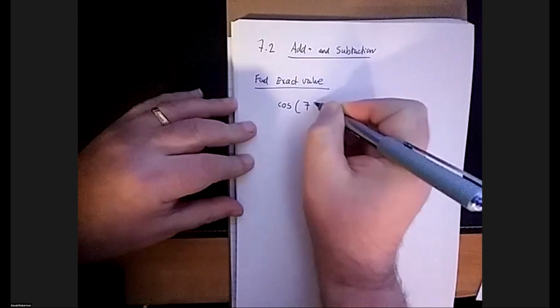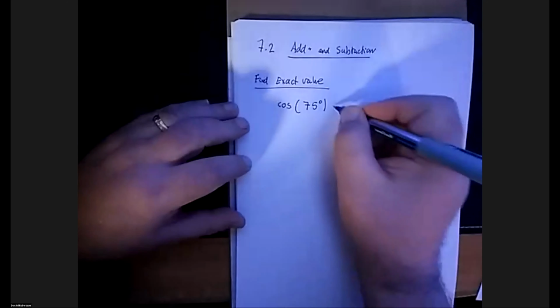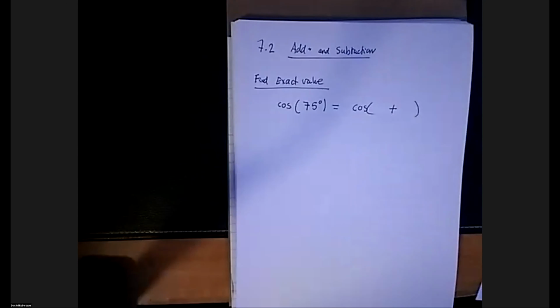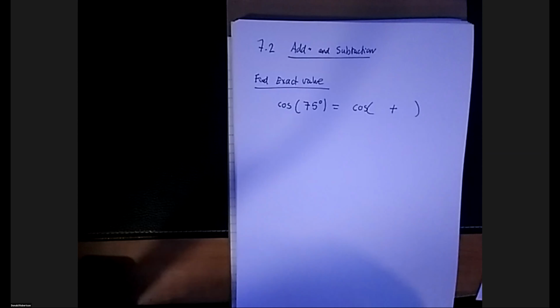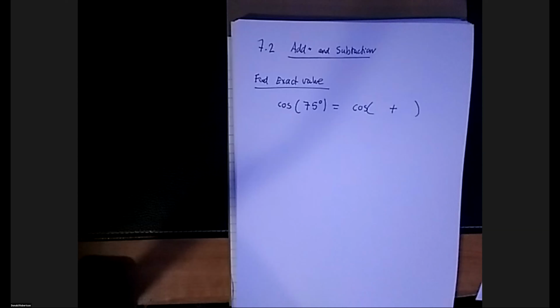Find the exact value of 75 degrees. It is not on the unit circle, as I said. The way that you do this, step one, is you find two angles that either add up to 75, or if you subtract one from the other, you get 75. And I don't just pick any old two angles. I don't just say 60 and 15, or 33 and 42, because they wouldn't work. The last part of the puzzle is that both of these two angles need to be in the unit circle.